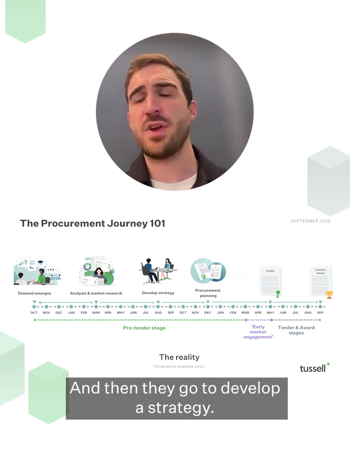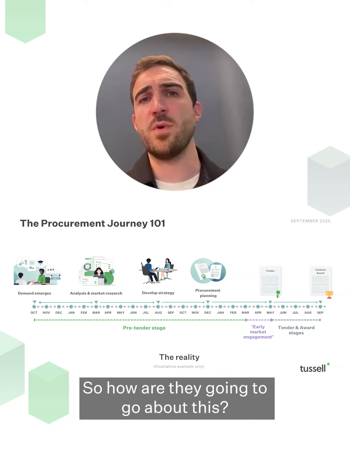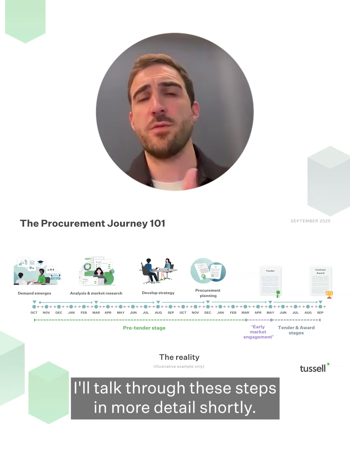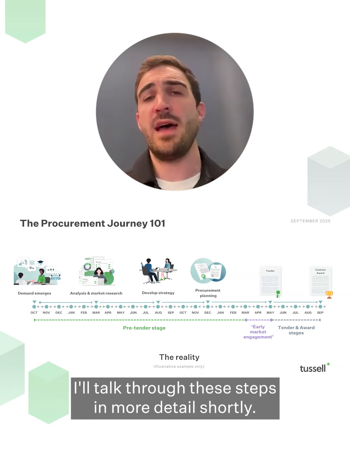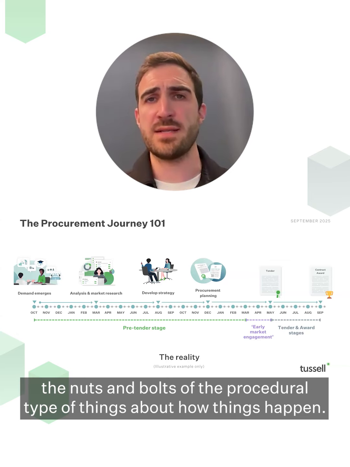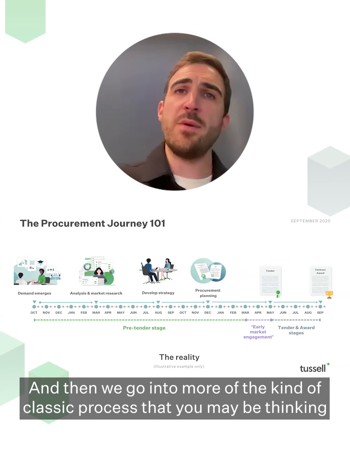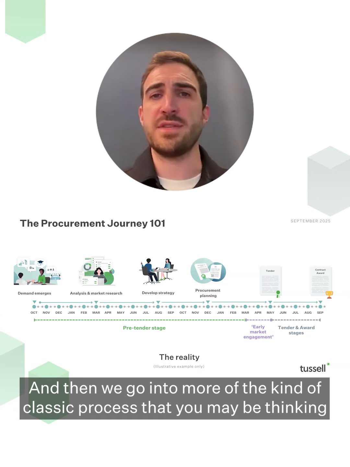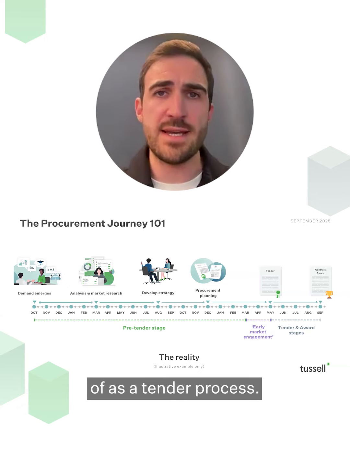And then they go to develop a strategy. So how are they going to go about this? What is the approach they're going to take? I'll talk through all these steps in more detail shortly. And then the procurement planning happens. So this is more the nuts and bolts of the procedural type of things about how things happen. And then we go into more of the kind of classic process that you may be thinking of as a tender process.